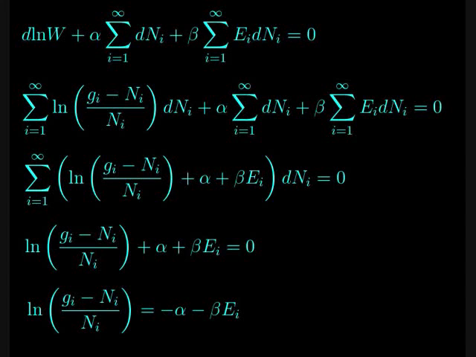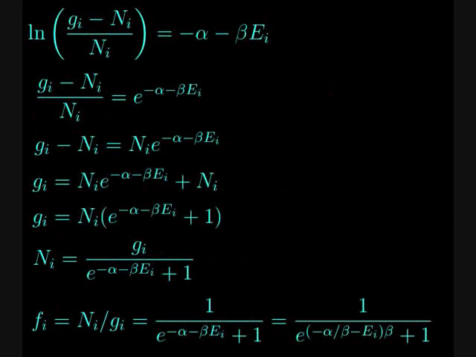Subtract alpha minus beta E sub i from both sides. Take the exponential of both sides. Multiply both sides by n sub i. Add n sub i to both sides. Factor out an n sub i. Divide both sides by e to the negative alpha minus beta E sub i plus 1. By definition, the Fermi-Dirac distribution is n sub i over g sub i. So f sub i equals 1 over e to the negative alpha minus beta E sub i plus 1, which we can rewrite as 1 over e to the negative alpha minus beta E sub i, plus 1.